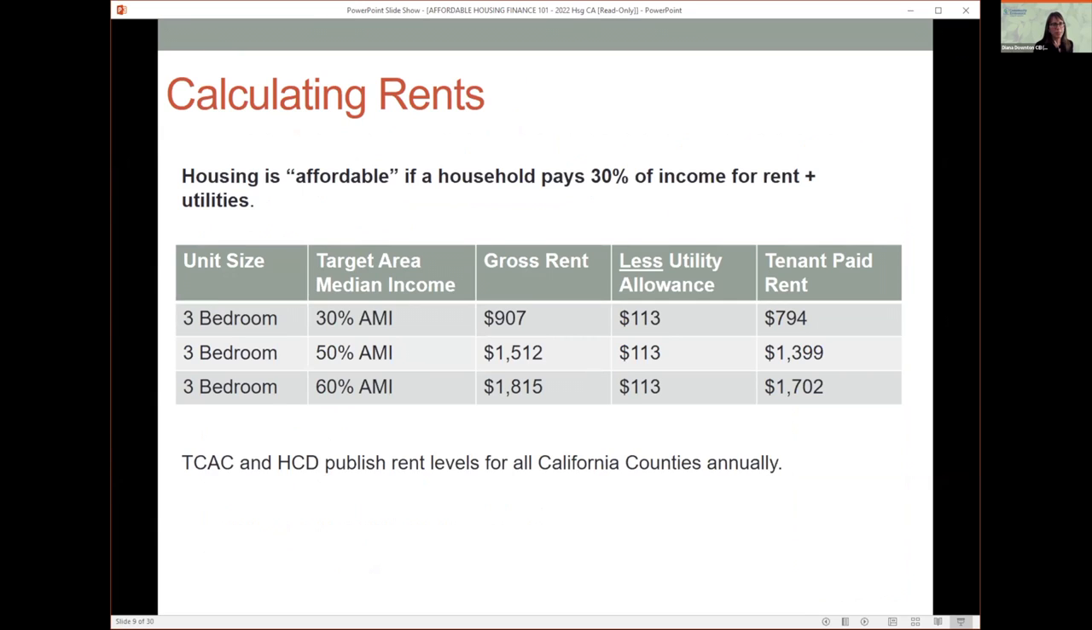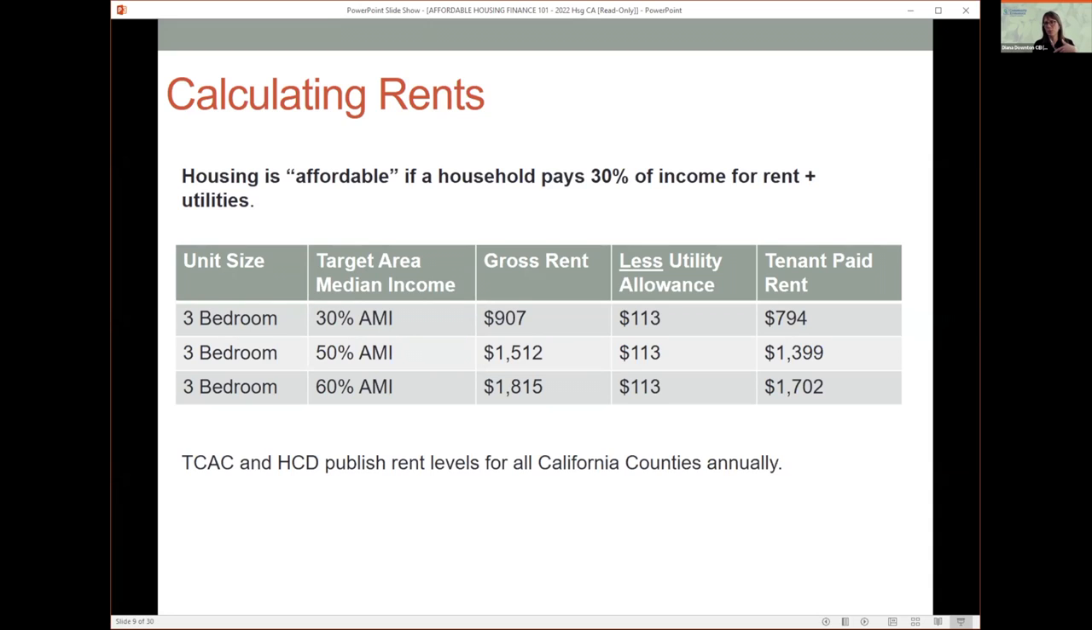This was touched on a little bit earlier as well. When you're putting together your financing, you really start with the operating side. So you start to look at, okay, who am I targeting and what will be the rents for that population? Being affordable means that a household pays only 30% of their income for rent and utilities. So this is just an example chart, for a three-bedroom unit in Sonoma County, of the different rents for 30%, 50%, 60% AMI. What's the rent for that?